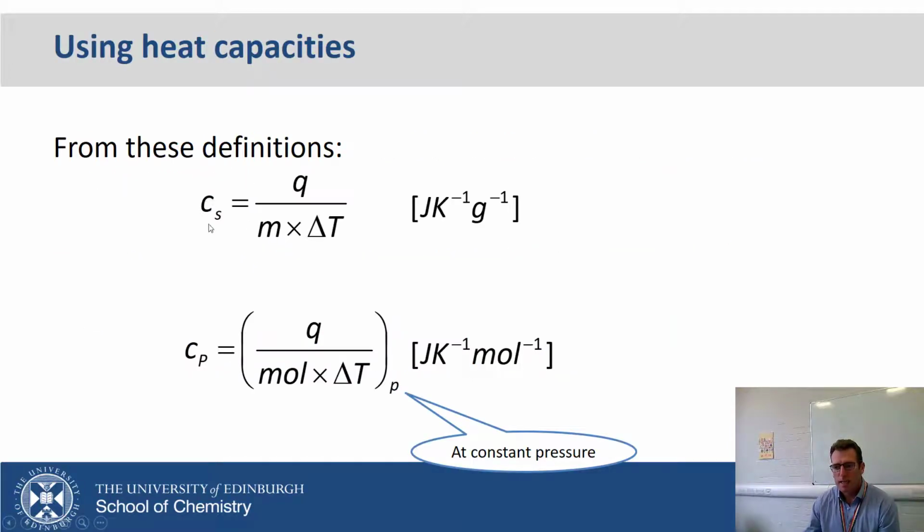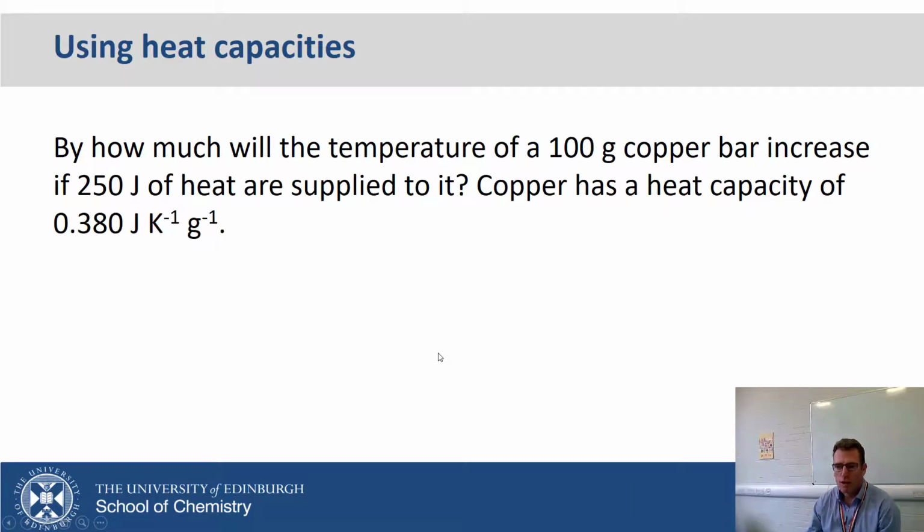Okay, so here we have these definitions. The specific heat capacity: how much heat is required to heat 1 gram of substance by 1 Kelvin, joules per Kelvin per gram. And the molar heat capacity: how much heat is required to heat 1 mole of substance by 1 Kelvin, joules per Kelvin per mole. And we have to put these brackets around here and say this is at constant pressure, and this goes back to our considerations about the ideal gas law. So these two definitions are very useful because this tells us straight away, if we have a gram of substance or a mole of substance, we get a sense of what the heat capacity is. So we can very easily work through this.